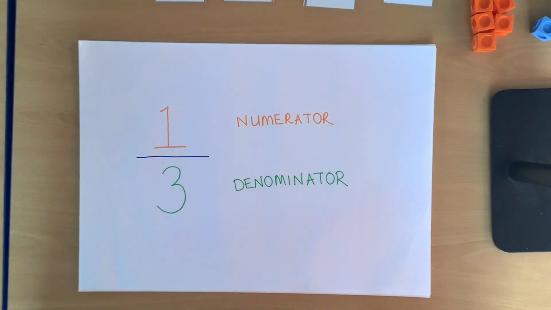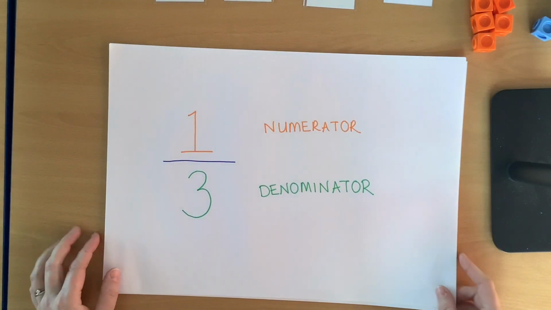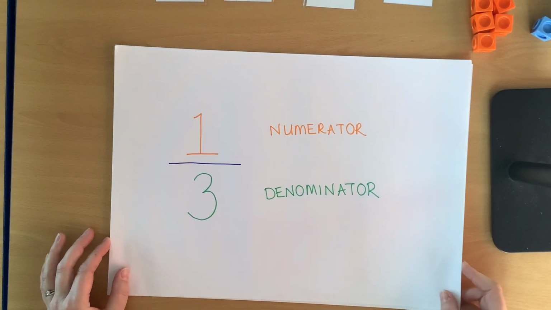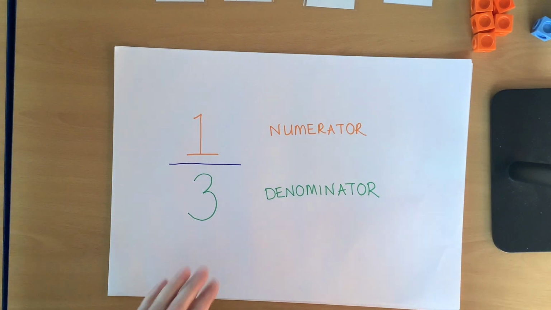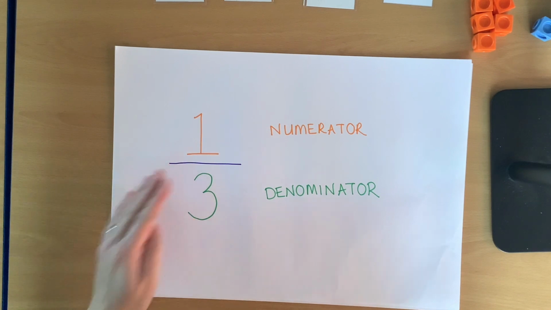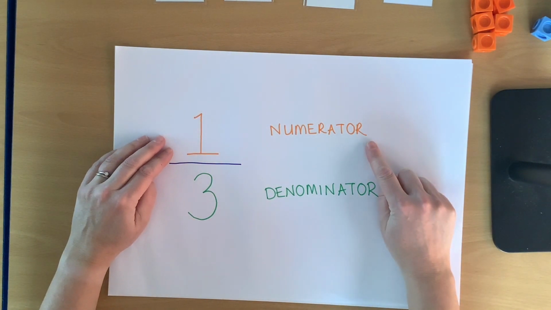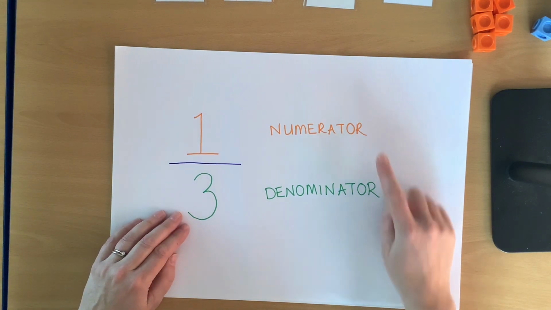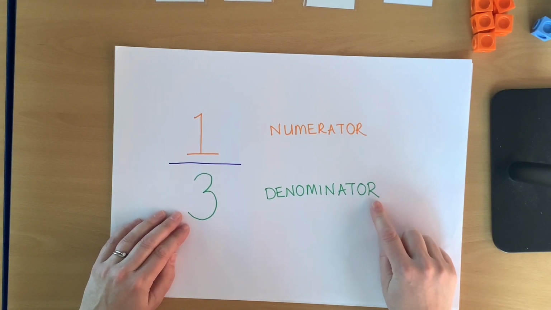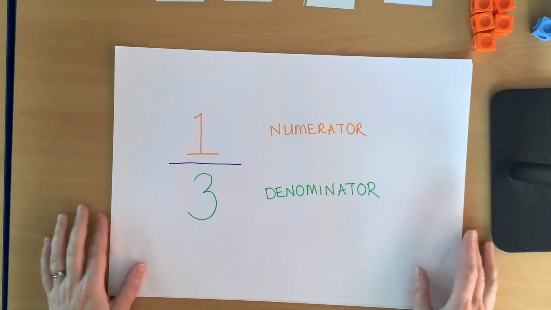Okay, so we're going to do a little recap on fractions. So first of all, we need to think about what is a fraction. Well, a fraction, when written in number form, looks a bit like this. There's a number, there's a horizontal line, and there's another number. Now this top number is called the numerator, and the bottom number is called the denominator. Okay, so this is what a fraction looks like. It's a part of a whole.